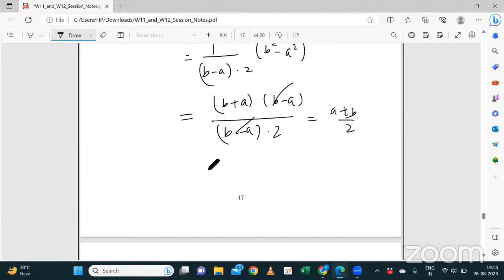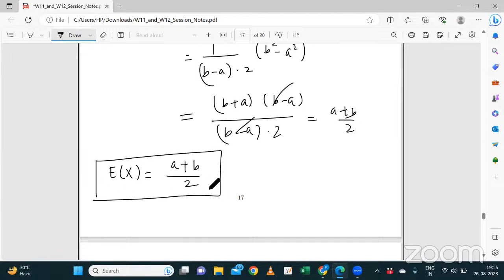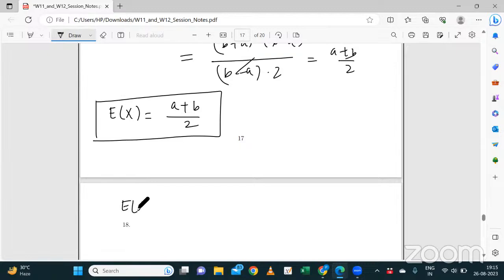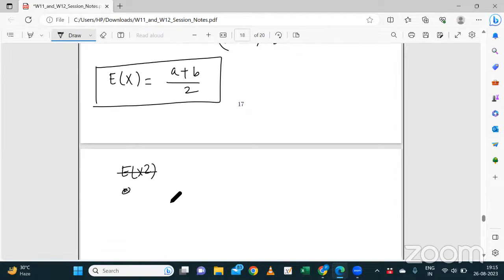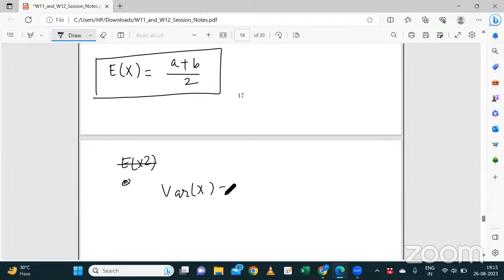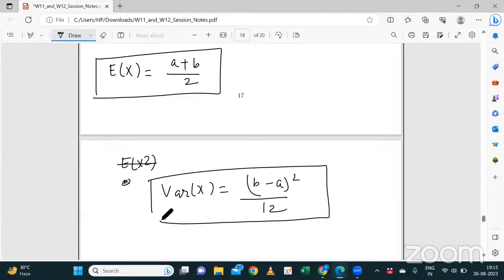Don't worry, the derivation will not be asked in the exam, but you must know how to find this value. So the expected value of x is nothing but a plus b divided by 2. Keep this in mind. In the same way, you can find the expected value of x square and then the variance of x. The variance of the uniform distribution is b minus a whole square divided by 12. You can find it through the expected value of x square minus the expected value of x whole square.